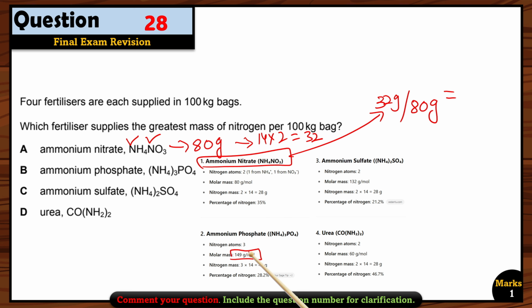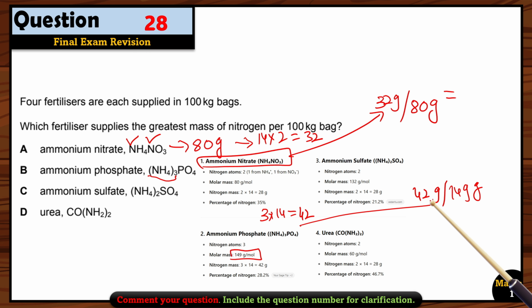And how many nitrogen we have? If you see, we have 3 nitrogen actually. So 3 into 14, what you will get? Here you will get 42, right? So how many we have now? 42 gram of nitrogen per how much? 149 gram of ammonium phosphate, right? You just have to calculate now the answers. And same we can do for this one.